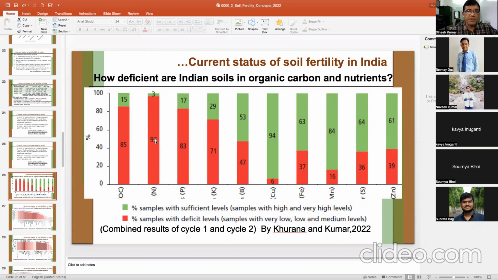Now see nitrogen: 97% were deficient in nitrogen, 83% deficient in phosphorus, 71% deficient in potassium, 47% deficient in boron, and 6% deficient in copper. So copper is not a major issue. Then 37% of samples were deficient in iron, 16% in manganese, 36% in sulfur, and 39% in zinc. So this was the current status of fertility in India. Most of the important nutrients, NPK and carbon, are deficient in Indian soil.